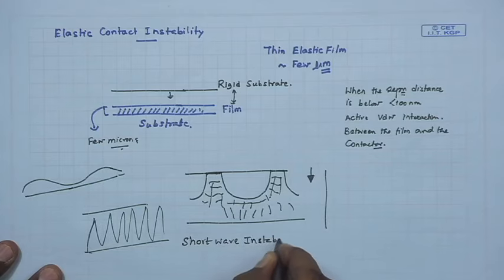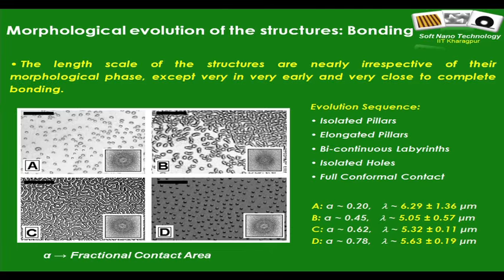Another important thing to realize is that this instability occurs entirely in the solid phase. There is no flow of liquid like what we saw in dewetting. So, there is no flow of liquid, and it is purely solid state deformation of the completely cross linked elastic film. But there is something more to that.